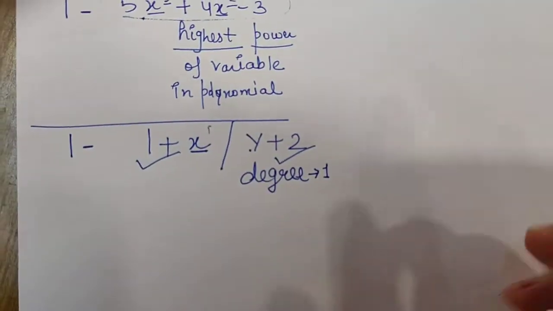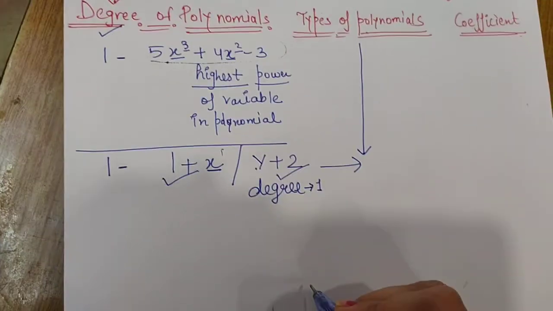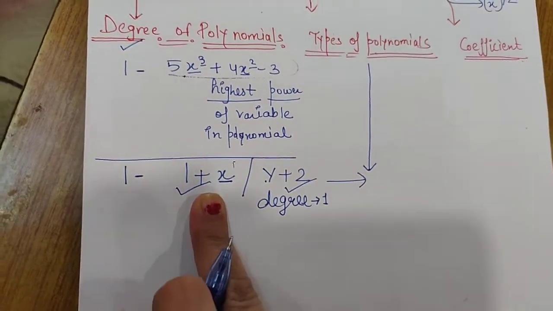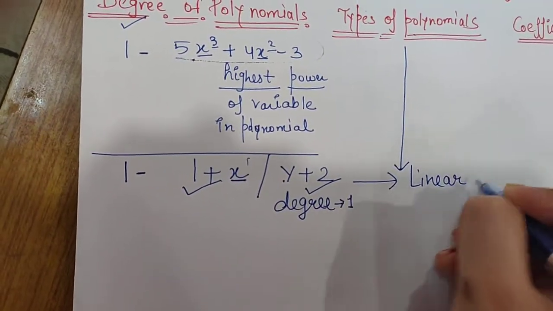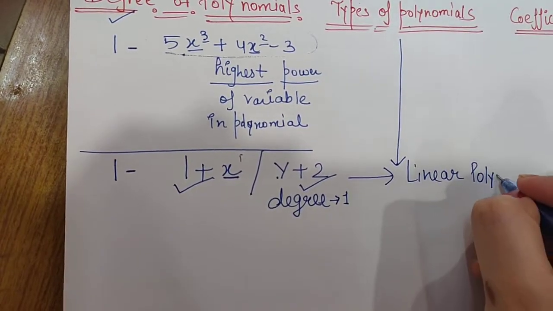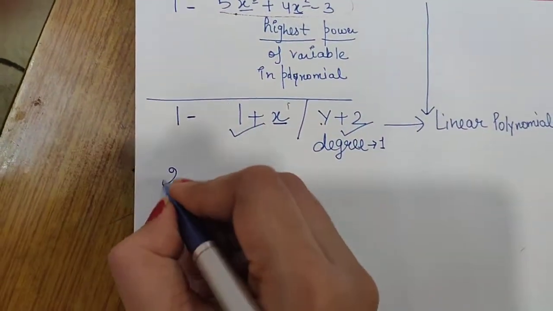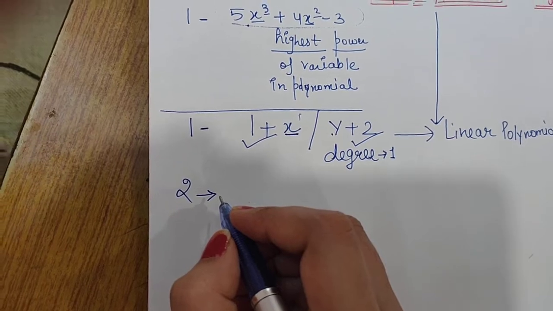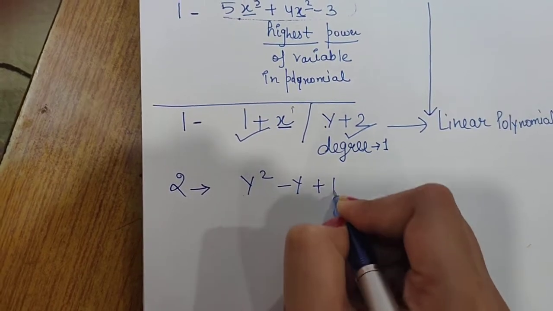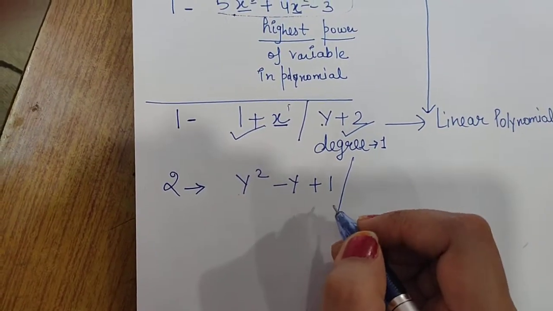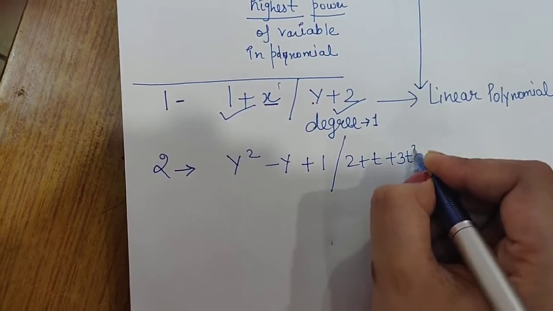If the degree of the polynomial is 1, here we are doing types of polynomials also together, that polynomial is called a linear polynomial. Now we will take polynomials in which the highest degree will be 2. Y square minus y plus 1. One more: 2 plus t plus 3t square.